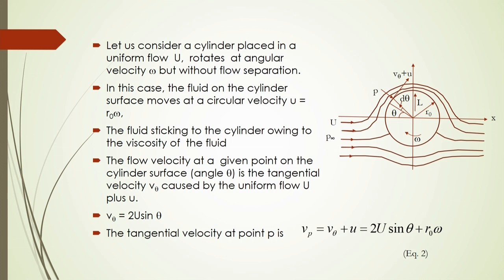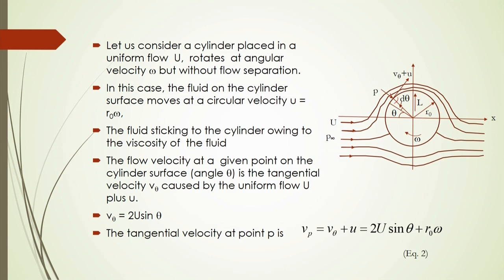Now, the fluid on the cylinder surface moves at a circular velocity U equal to r 0 into omega, where r 0 is the radius of the cylinder. The fluid sticks to the cylinder surface because of the viscosity of the fluid. Now, consider the flow velocity at a given point P on the cylinder at an angle theta.